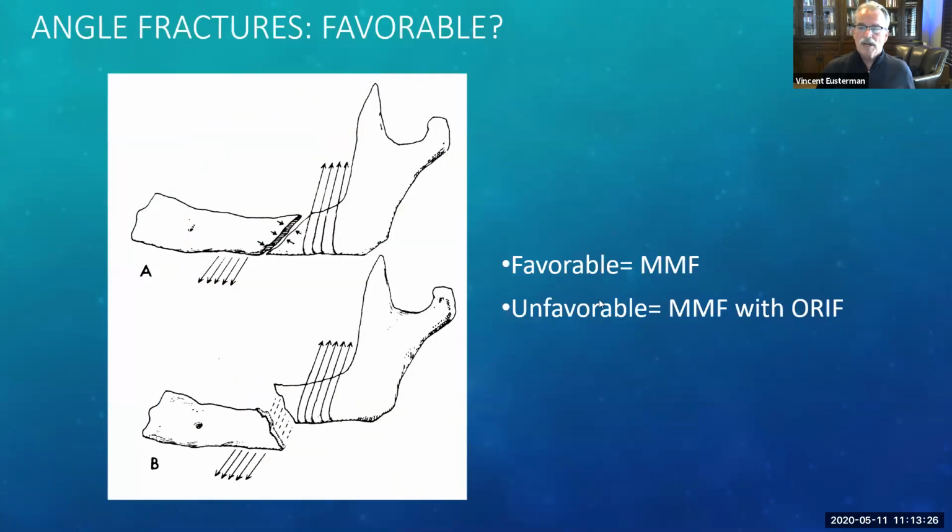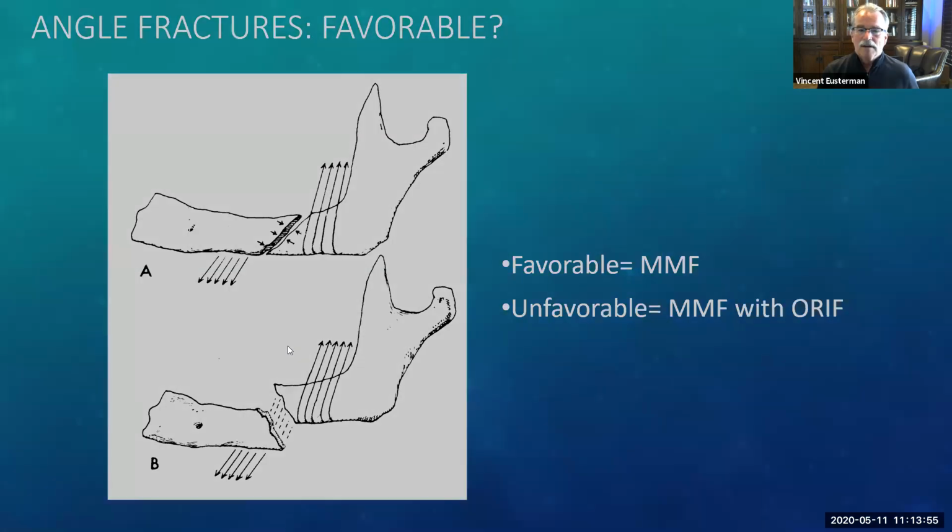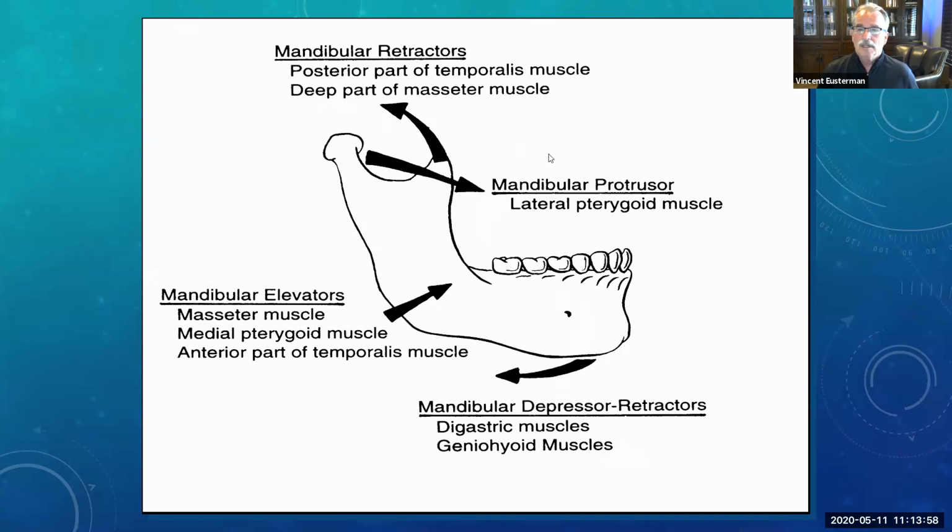Okay. Favorable and non-favorable. Favorable fractures we generally treat with maxillomandibular fixation because muscle will actually close a fracture. This is in a very two-dimensional plane that we're looking at this fracture. This is an unfavorable fracture where the masseter and pterygomasseteric sling will distract it. Unfortunately, it isn't this simple, and many of the issues have to do with the different pulls of these retractors and protrusors and elevators and depressors.